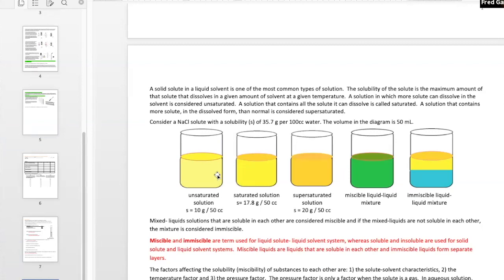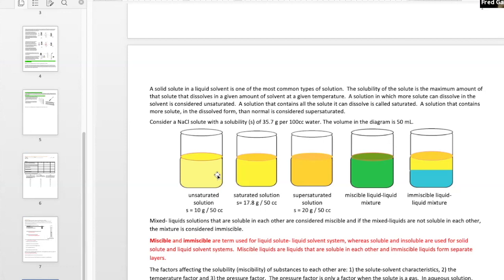So that's what supersaturated, saturated, and unsaturated mean. Now, since we're talking about solutions, if you take a solid like salt and put it in water, we say it's soluble. If you take sand and put it in water, we say it's insoluble. Insoluble meaning it doesn't dissolve, soluble meaning it dissolves.